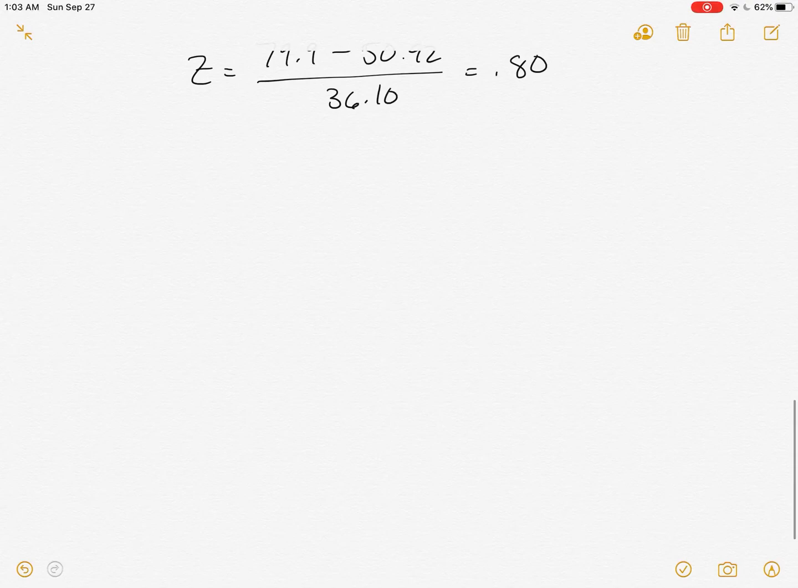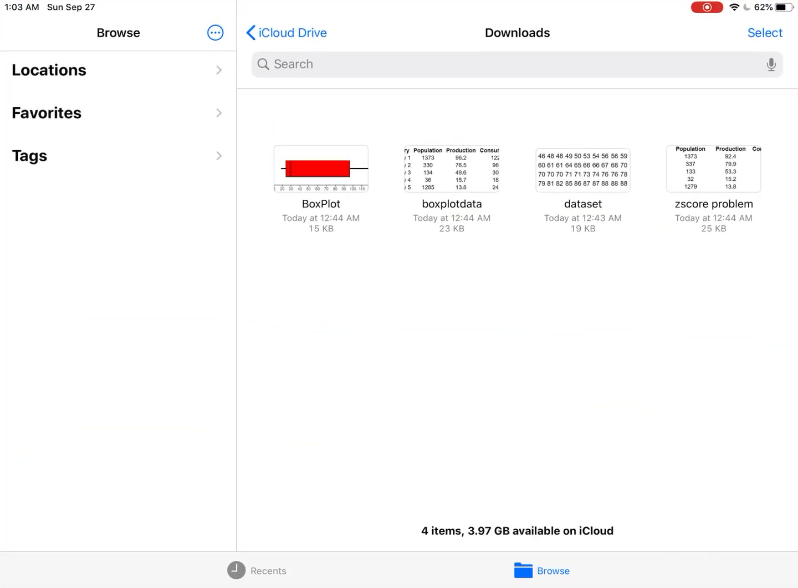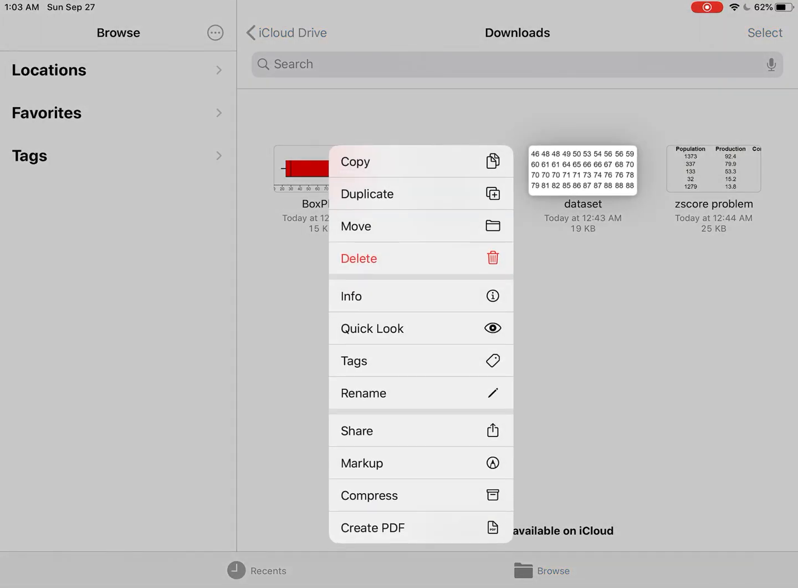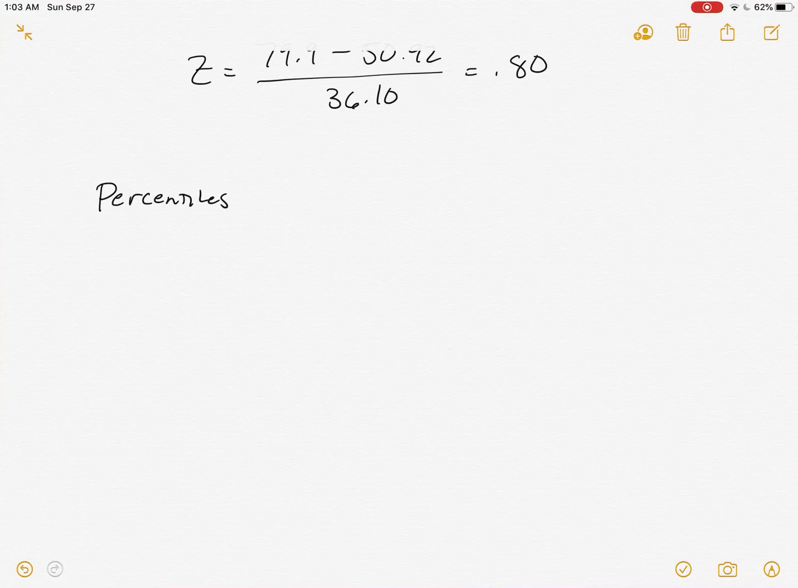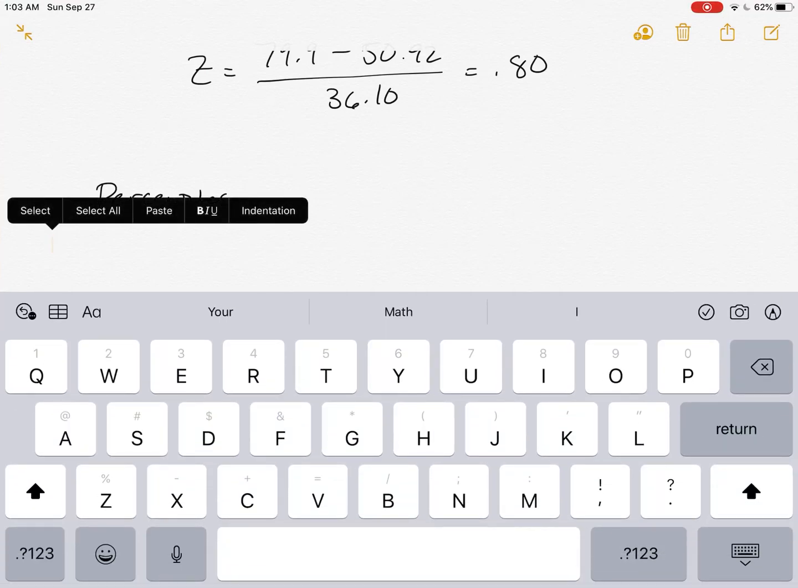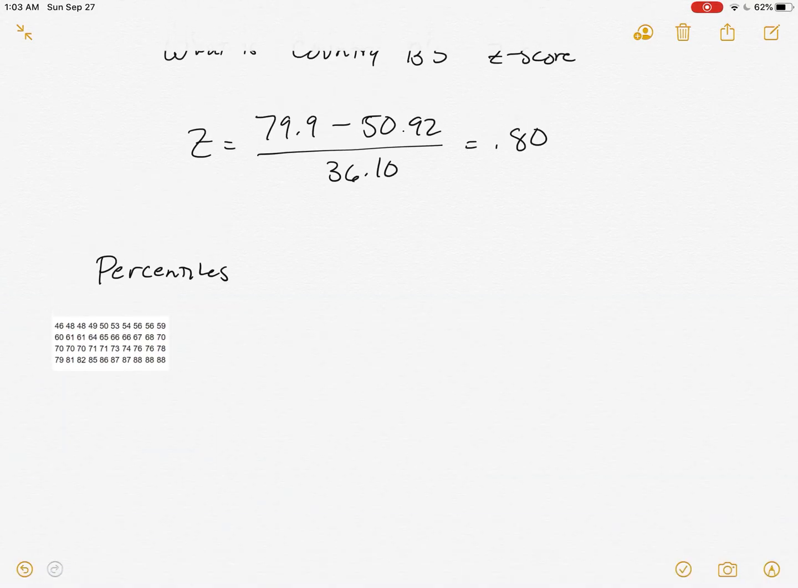The other part is going to be calculating percentiles. Okay, and so as you calculate percentiles, you're going to have to work off of a list of data. So I'm going to come over here and grab a data set, and we're going to copy that. Ideally, the data sets they give you will be organized from low to high, and this one is as well.